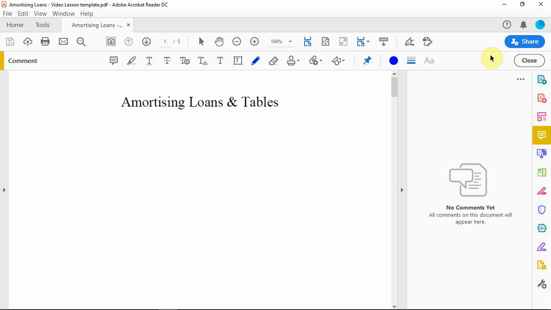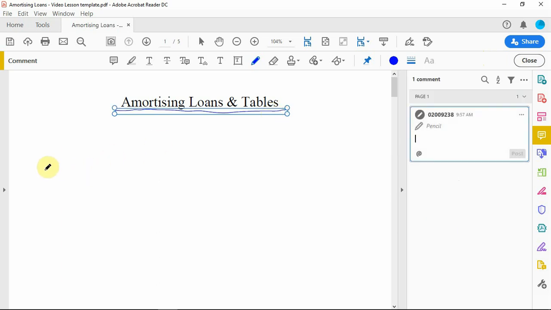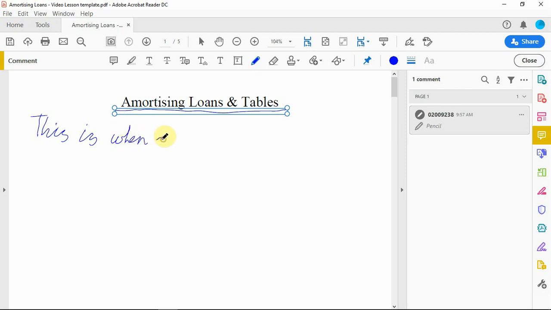Alright, today we're looking at what's known as amortising loans and tables. Actually, it should be amortising loans and amortising tables, so the tables show us. So, what is it? Amortising is simply when a loan is repaid until the balance is zero.